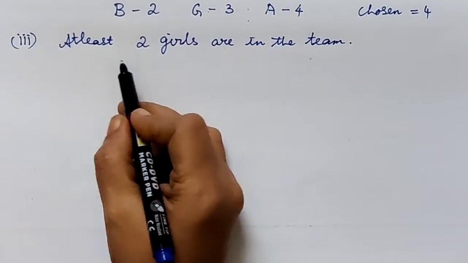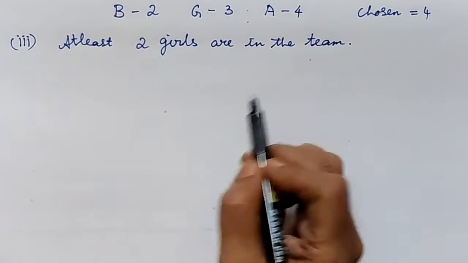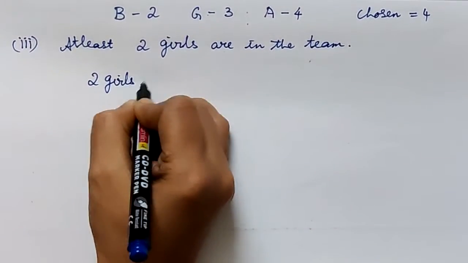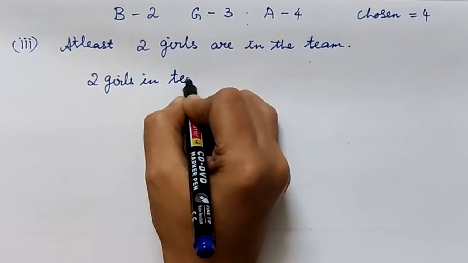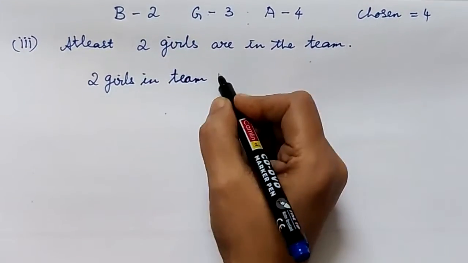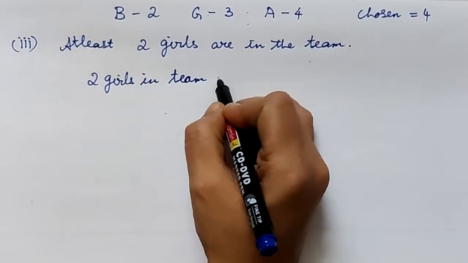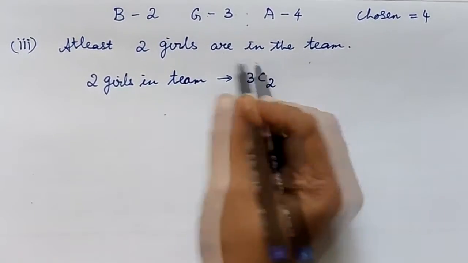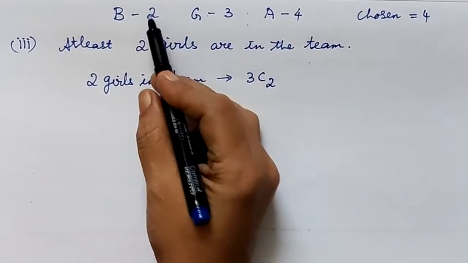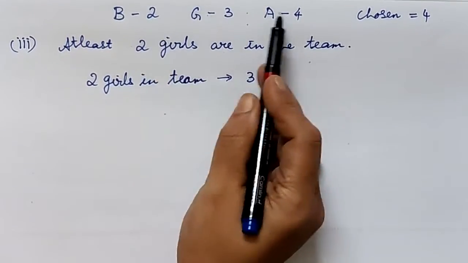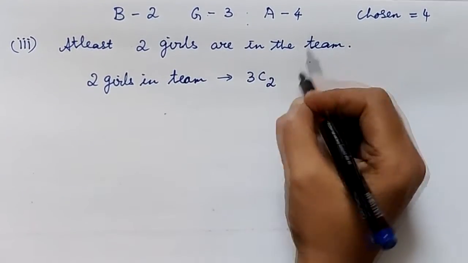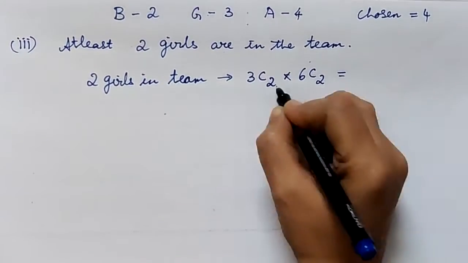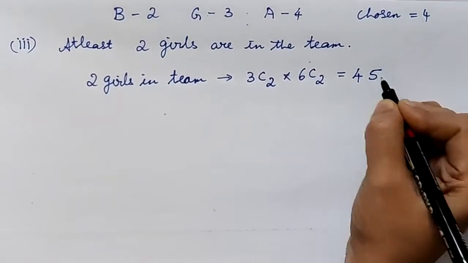The third part: at least 2 girls are in the team. So 2 girls in the team. Among the 3 girls, we need to select 2 girls, so it will be 3C2. So we have fixed the girls. The other 4 plus 2 is 6. From these 6 people, 2 more have to be selected. So into 6C2. When we use the calculator, it will be equal to 45.